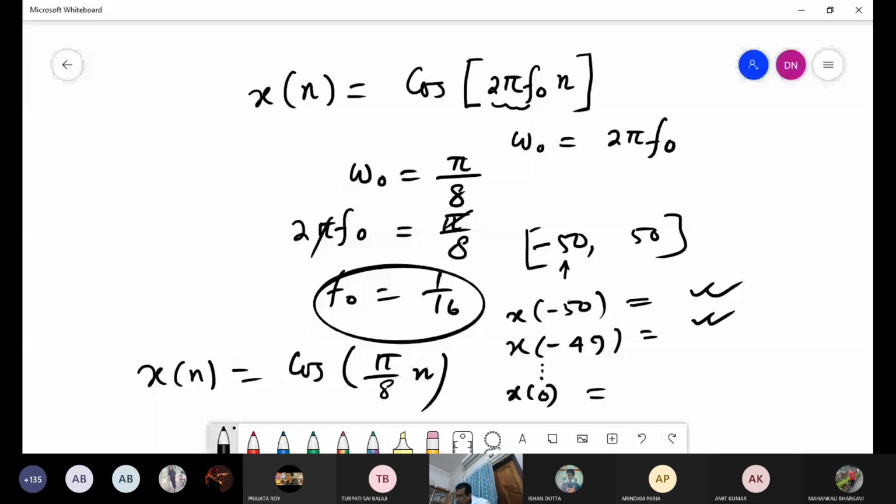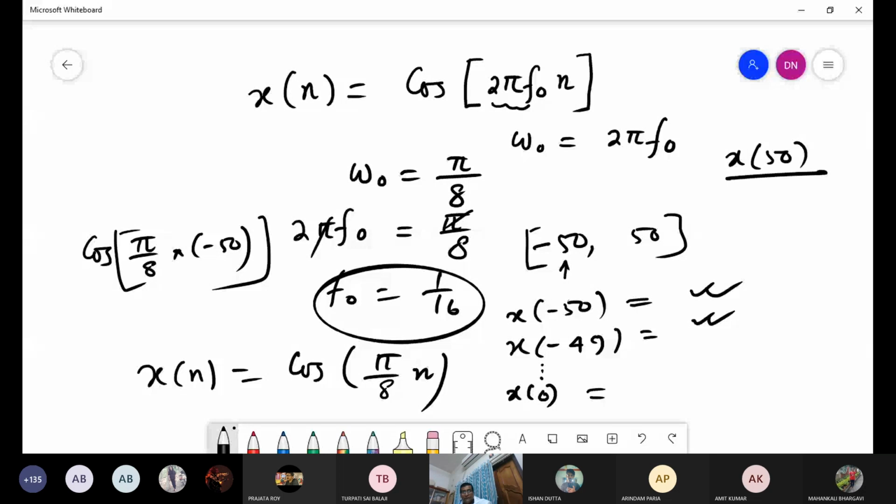Here actually, what I am writing is not x minus 50. It will be x of minus 50, but the value of this can be calculated by cosine of pi by 8 into minus 50. So this will give you the value for x of minus 50. Using a computer you can find out these values, and then you find out the values up to x of 50.